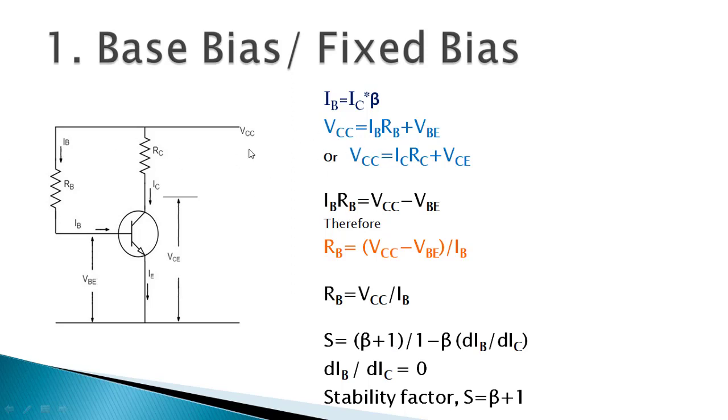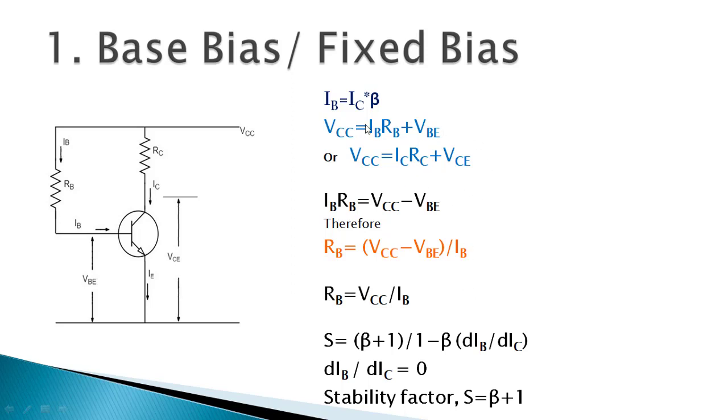Then apply KVL to two sides: one is the input side and the other is the output side. Here VCC is equal to the voltage drop across RB, which is IB into RB, plus this voltage, which is VBE, between base and emitter. Similarly, on the load side, VCC is equal to IC, the collector current, into RC, plus the voltage VCE.